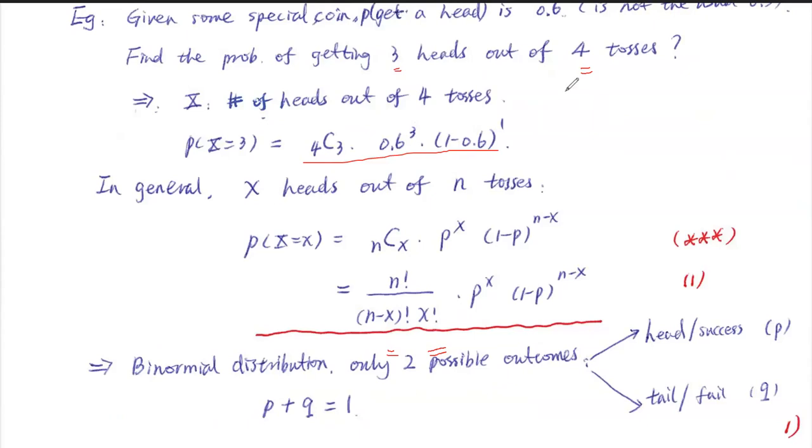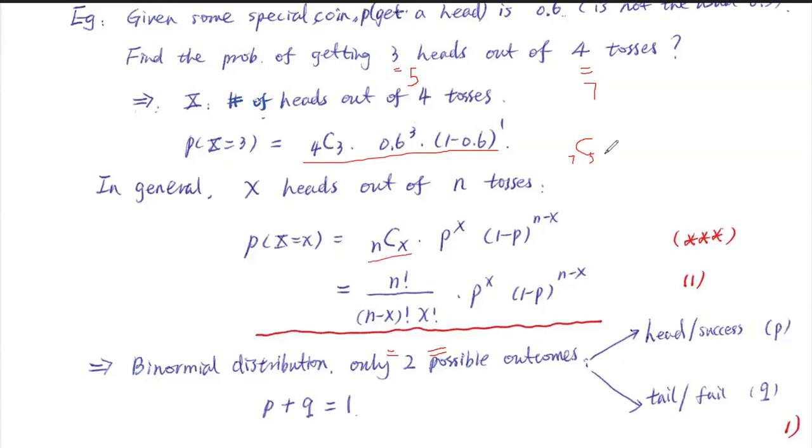Now, if I change the question: I tossed the coin 7 times. What's the probability to get 5 heads? What should the answer be? Can you help write down the answer? It should be select 5 out of 7. Is that right? Previously, it was 3 out of 4. Yes, yes.